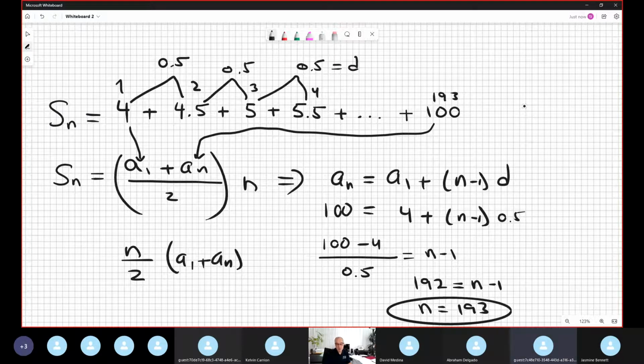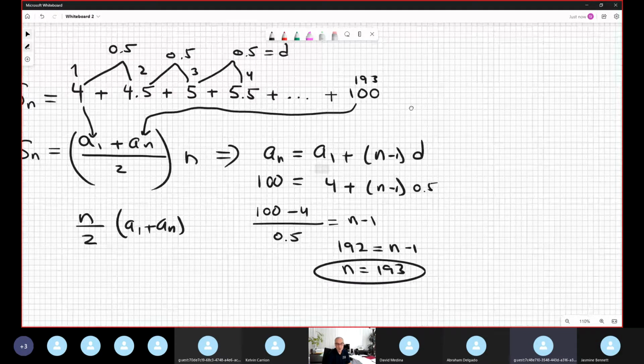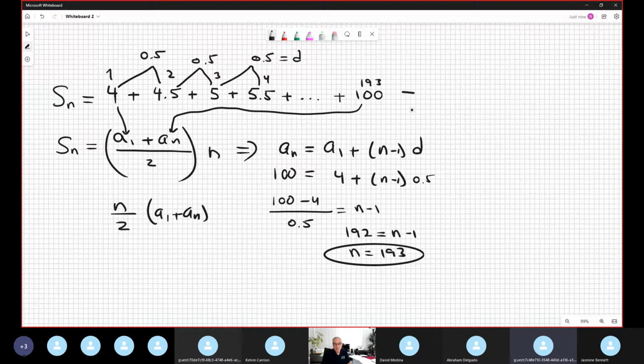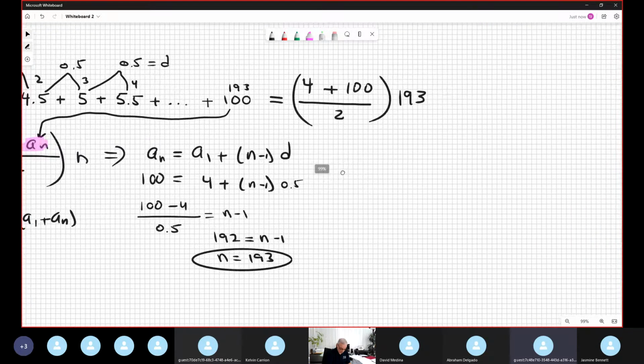Now we're ready to apply the last formula. The summation is equal to: 4 is the first, look at that, the last is 100, divided by 2 and multiplied by m, which is 193. Super. 100 plus 4 is 104, divided by 2 is 52. So 52 multiplied by 193 is 10,036. Boom.